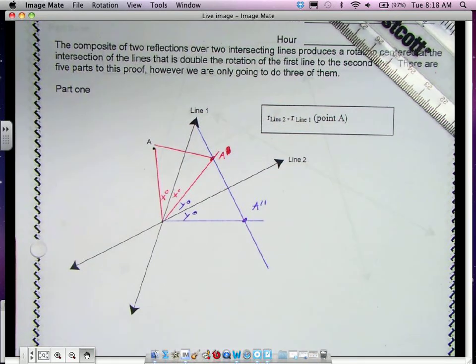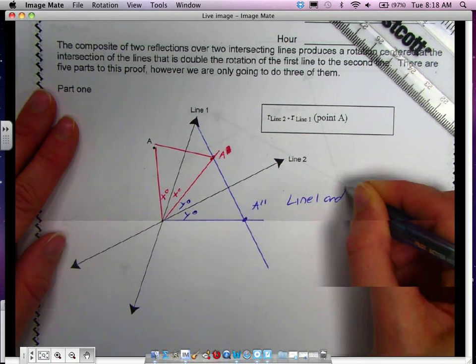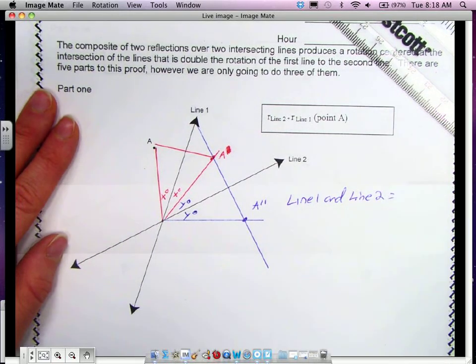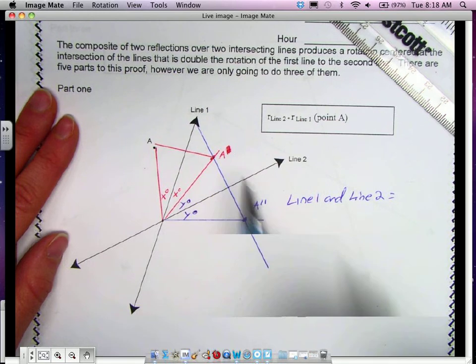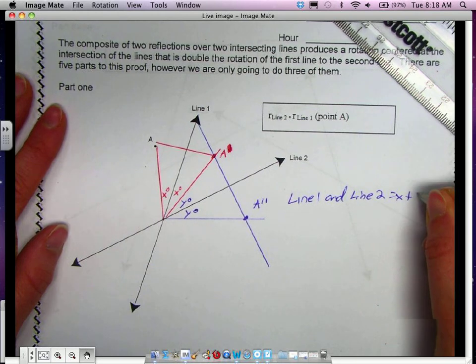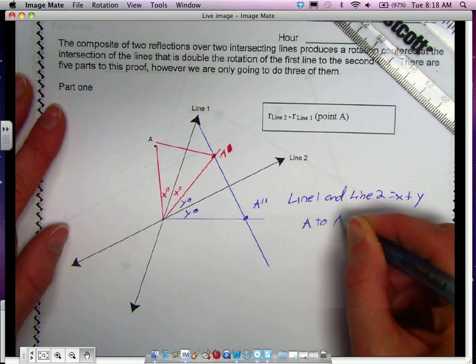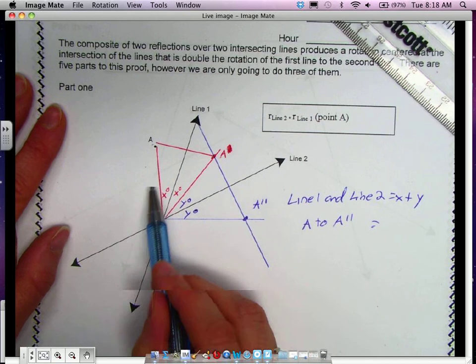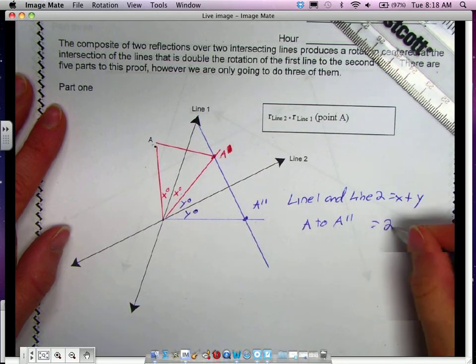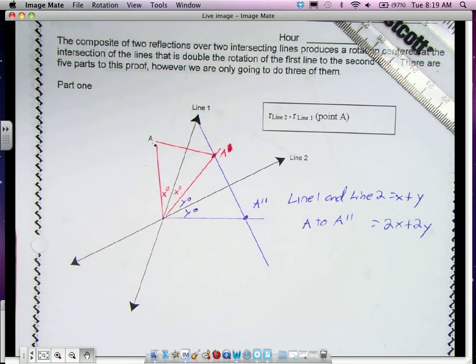One of the issues I saw on a lot of your guys' other papers was that you didn't finish it. You didn't tell me what's the distance between line 1 and line 2, or what's the degrees? X plus Y. Okay, what's the distance or the degrees, the rotation, between A to A double naught? So from here to here, how many do we have? We have 2 X's and 2 Y's. So that's 2X plus 2Y. Right? So it's double. Do we have questions about this?